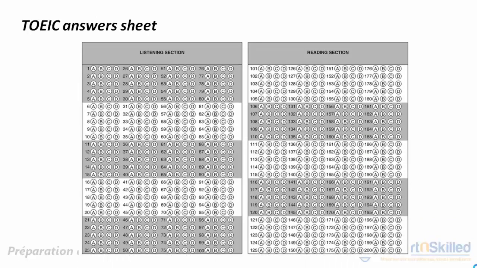Now, TOEIC answer sheets. Donc, voici un exemple de la feuille sur laquelle vous allez inscrire vos réponses. We call it answer sheet. It's multiple choice. So you have the number of the question and you have 4 possible answers, A, B, C and D. Vous allez marquer donc votre réponse au crayon sur la lettre soit A, B, C ou D selon la bonne réponse.